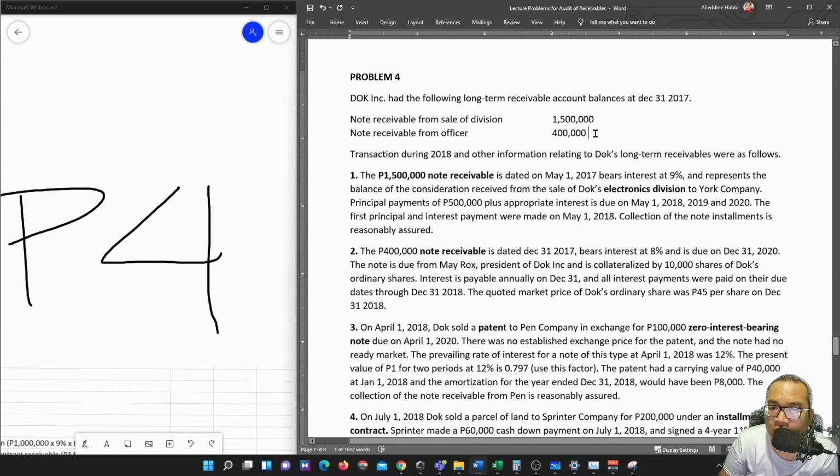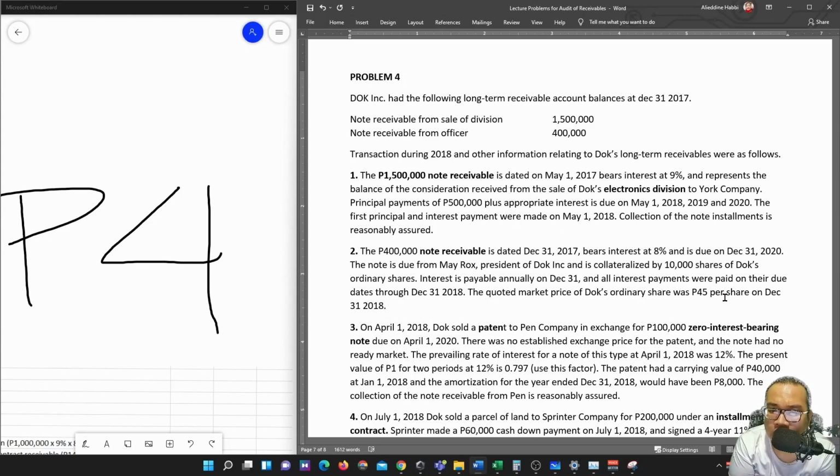Next, the 400,000. Notes receivable is dated December 31, 2017. Bears an interest of 8% and is due on December 31, 2020. So, ilang years yan? 2018, 2019, 2020. Yeah? 3 years to pay.